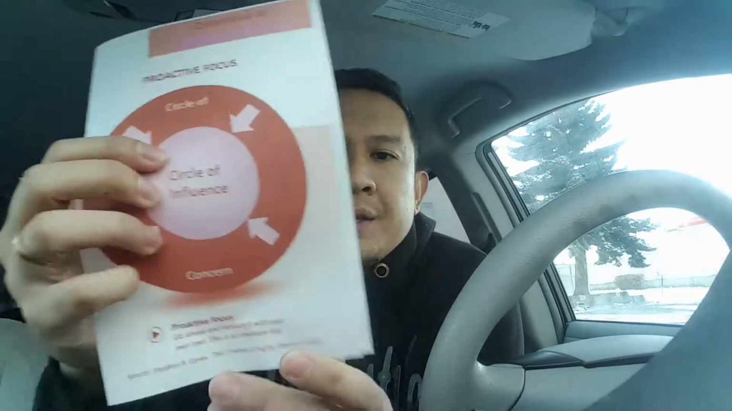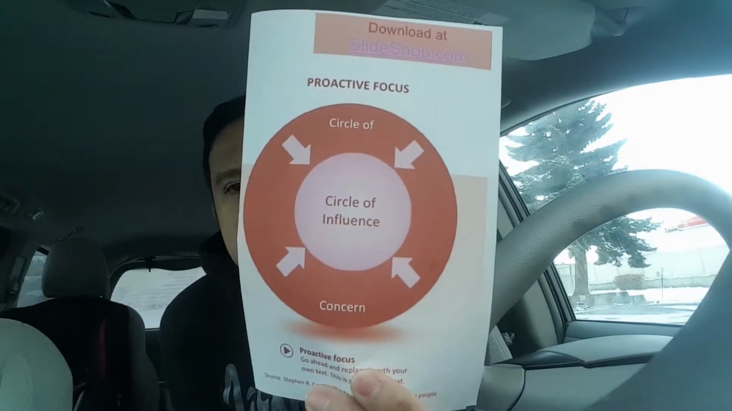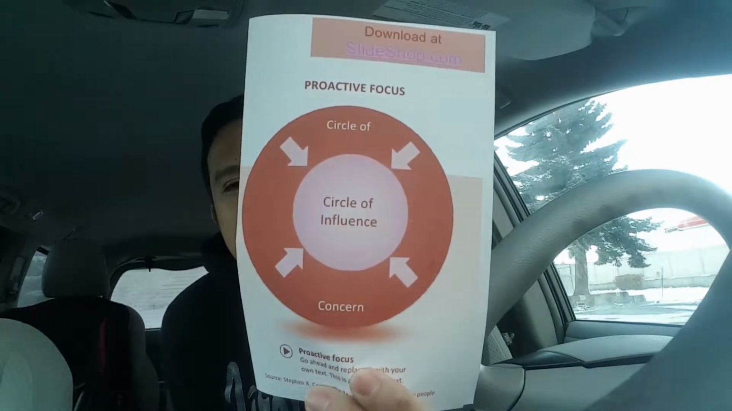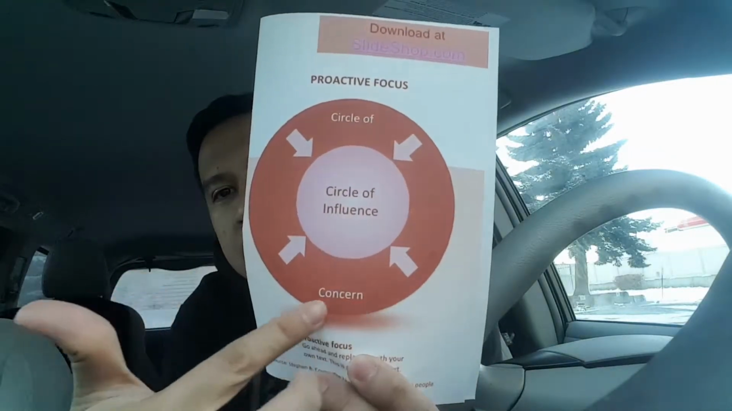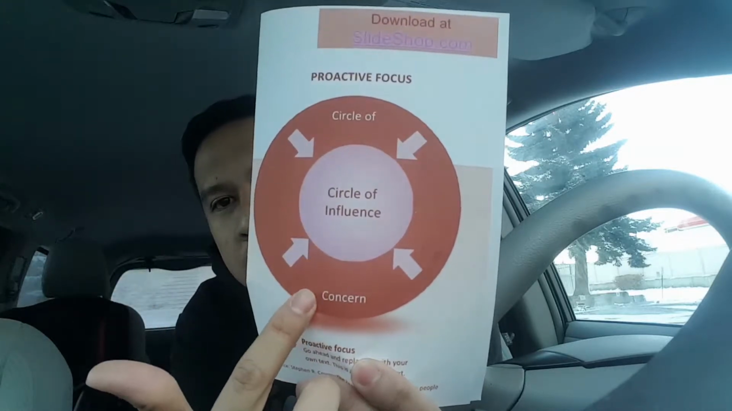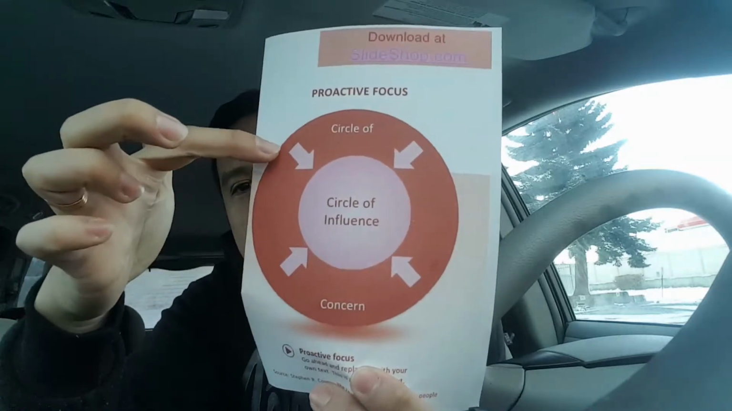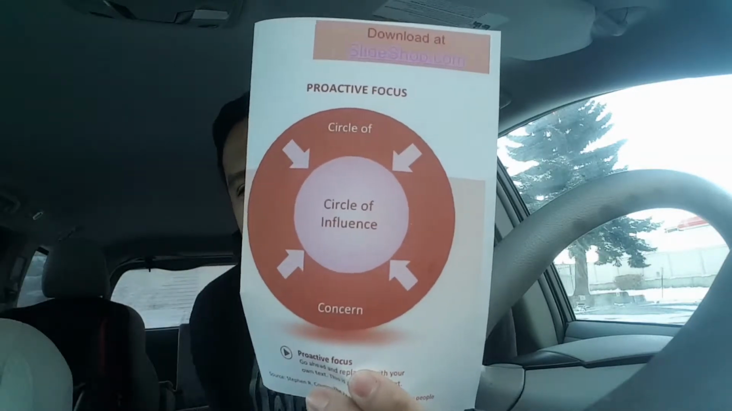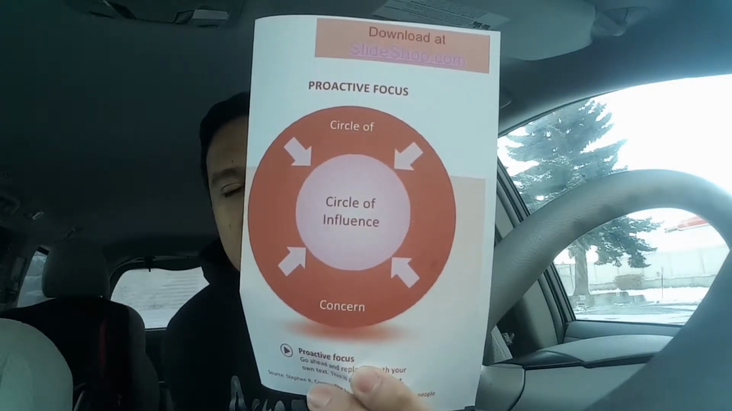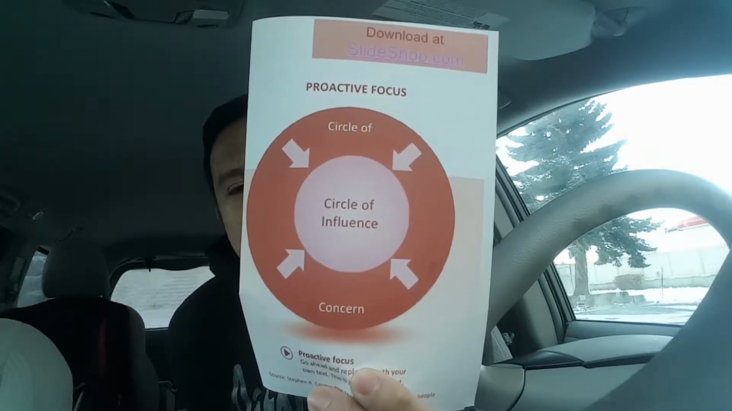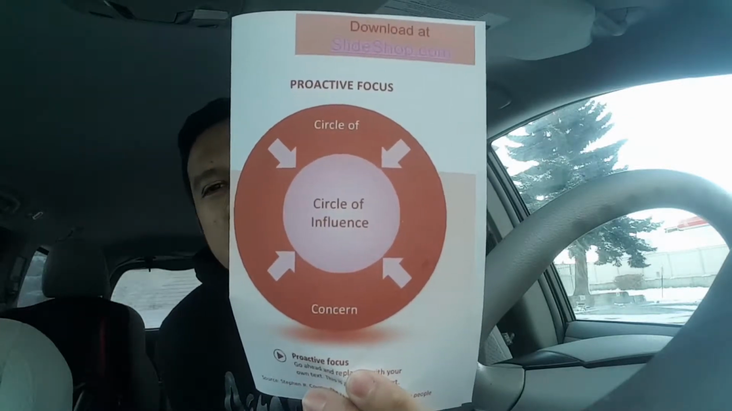And if we look at the other illustration here, this is the circle of concern. It's still the same. Your circle of concern is outside, and the circle of influence is inside. The only difference is that the arrow is going towards you. It's making your circle of influence small. It reduces your circle of influence. So, what does it mean?